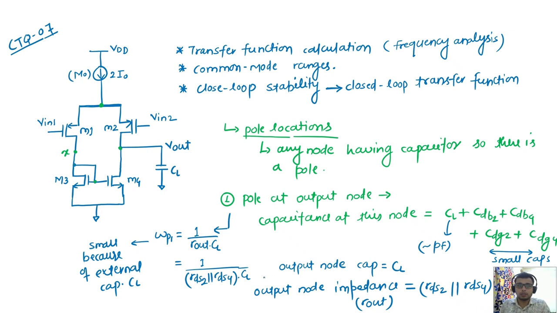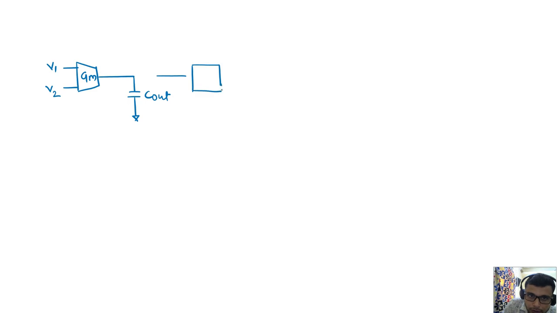So what is contributing to this CL? Why is this large, so that omega p1 is small? I will say this is omega p1. It will later act like the dominant pole frequency. But why is this large? Because for the five transistor OTA structure, this is my first stage, my gm stage. This is V1, V2. Out of this stage, the further stages, which are the second stage or the load stage, whatever we call it, see the output of this first stage, because it is going to feed the input of these further stages. So there only the input capacitance Cin will contribute to this CL.